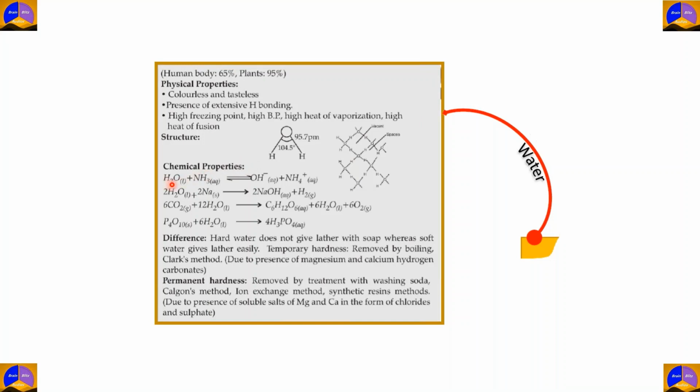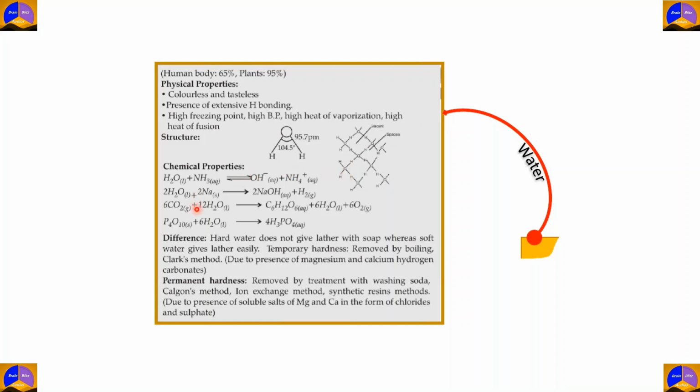The first reaction says that H2O plus ammonia, water plus ammonia, gives you OH minus ions and ammonium ions. Now, this states that water is of an amphoteric nature. It can act as an acid in a certain situation and as a base in another situation.